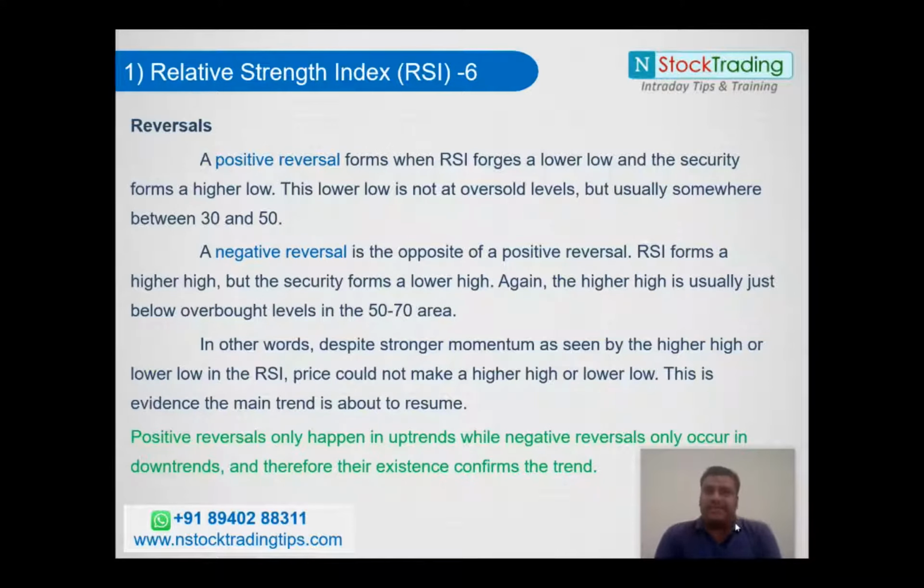Now, we have two types of reversals, one is a positive reversal and the other is a negative reversal. These reversals do not happen in the oversold or overbought area. Divergence happens in the overbought and oversold area, but reversals do not. How it happens is when the RSI forms a lower low and the price forms a higher low, which means there is a possibility it's going to reverse. If you watch the next couple of candles, this will reverse for sure.